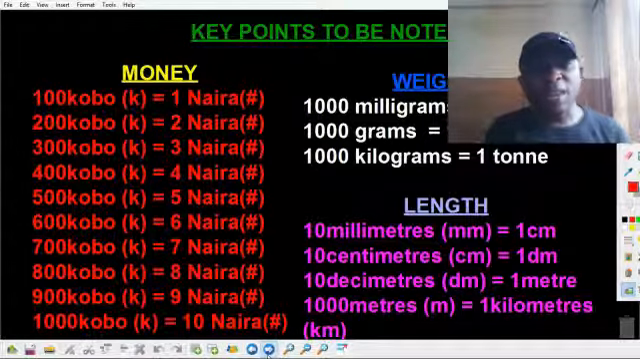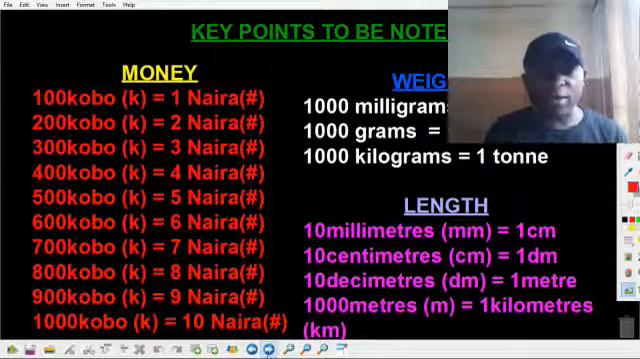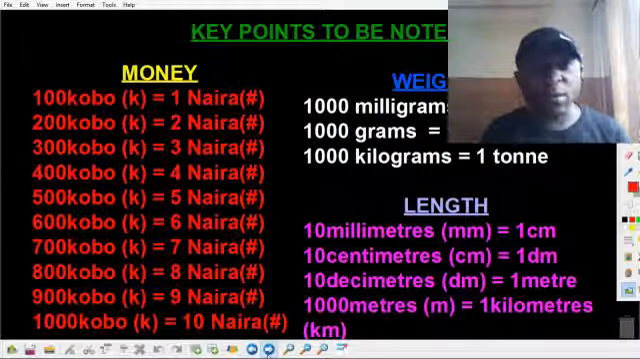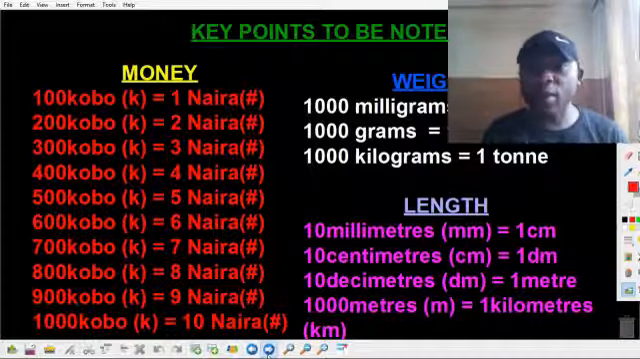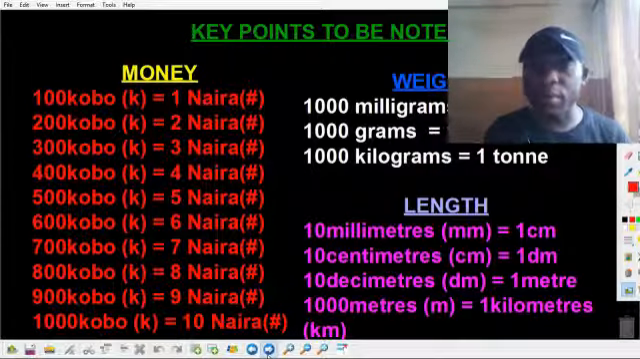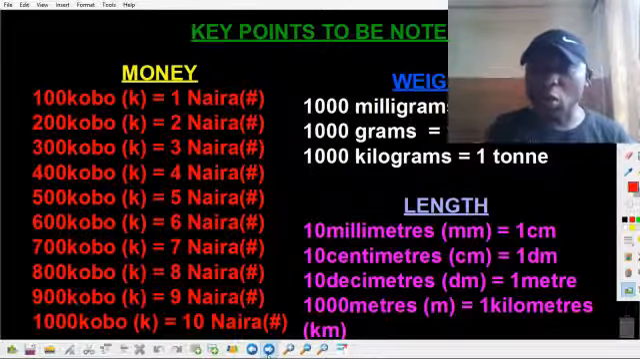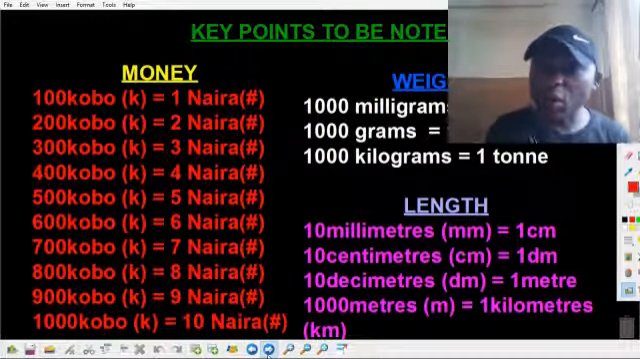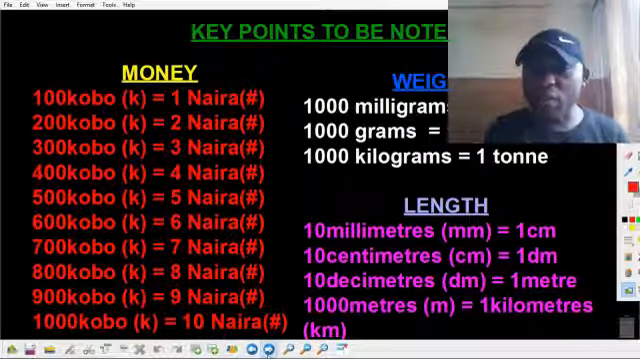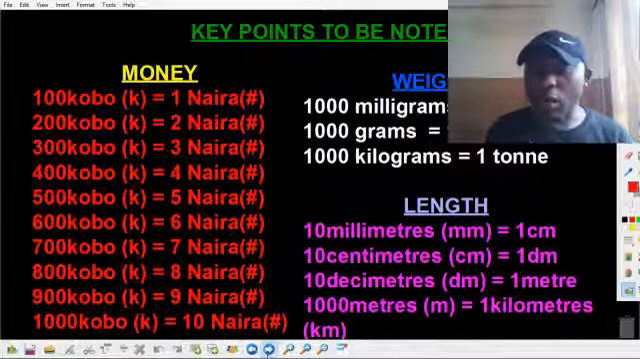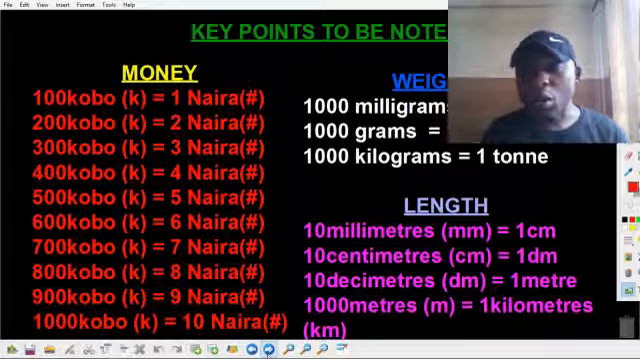Learners need to understand how to convert kobo to naira. Of course, as you can see here, I've given out the value of kobo in naira, the value of milligrams in gram, the value of grams in kilogram, and the value of kilograms in ton. So these will enable them to learn how to convert in order to get a final answer to the questions.